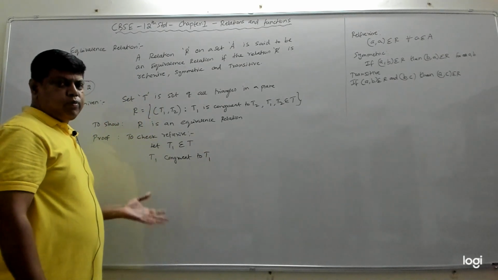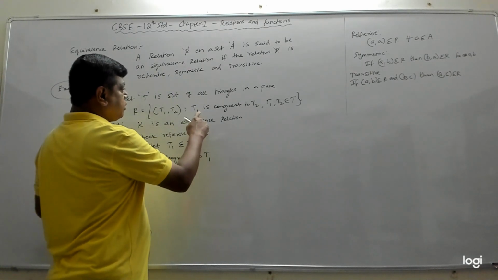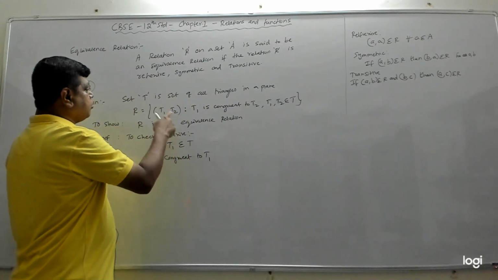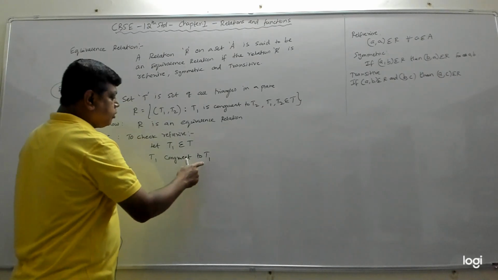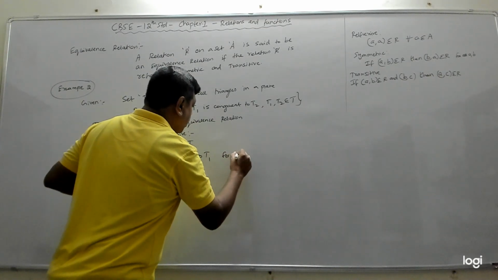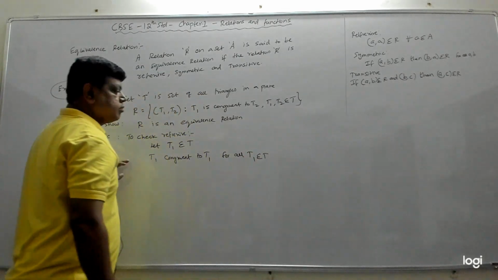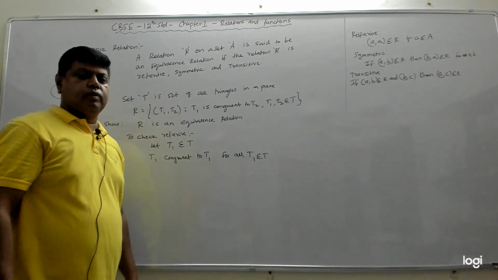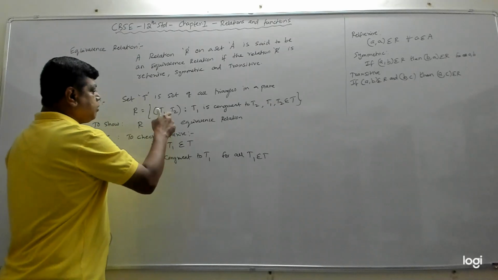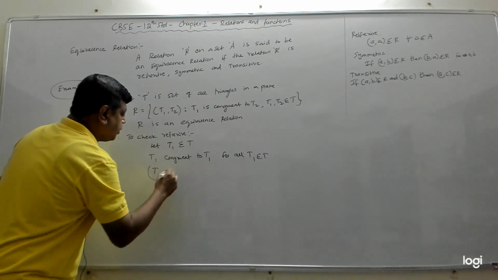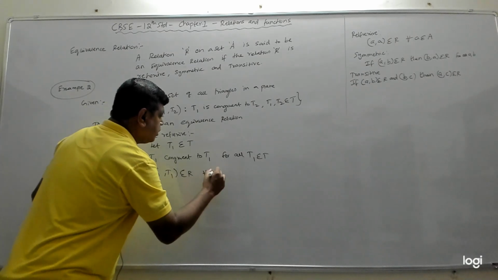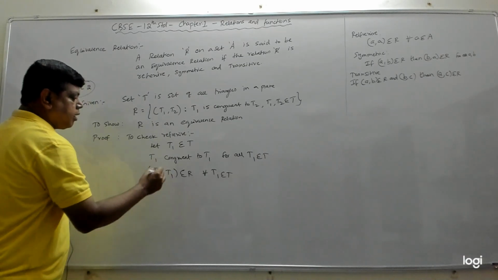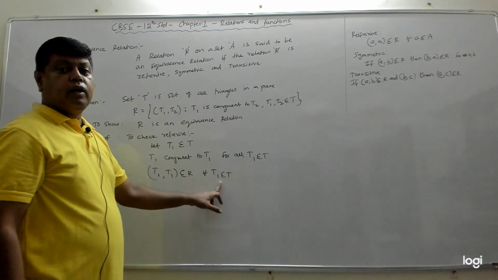When T1 is congruent to T1, if you apply this rule, T1 is congruent to T2 means (T1, T2) is in the set R. So now T1 is congruent to T1 for all T1 belonging to T, which means for any triangle that I take from T, this condition is true. T1 is congruent to T1. So we can say (T1, T1) belongs to R for all T1 belonging to T.